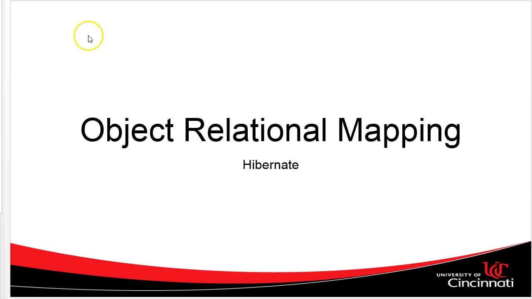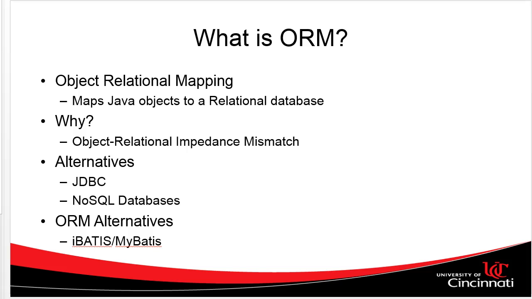In this video, we're going to take a look at an overview of object relational mapping. First of all, what is object relational mapping? It's a technology used to easily map Java objects to a relational database. And why do we need this mapping?